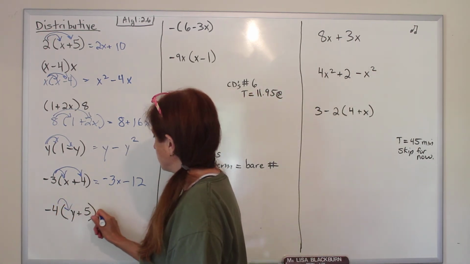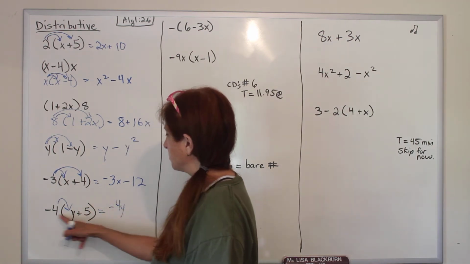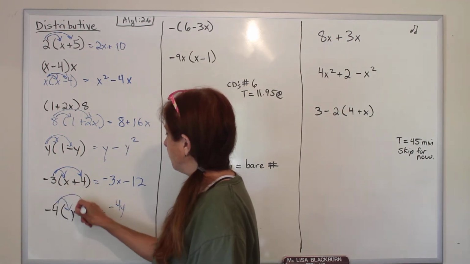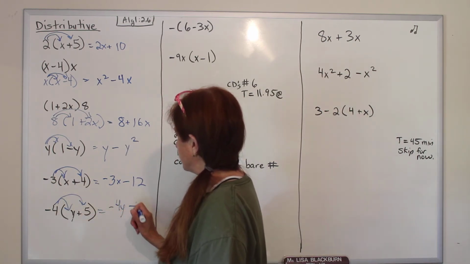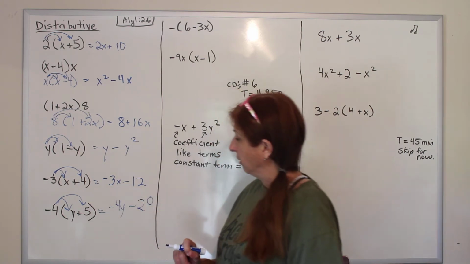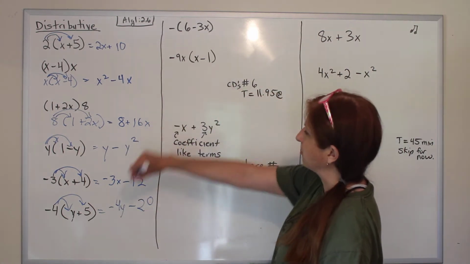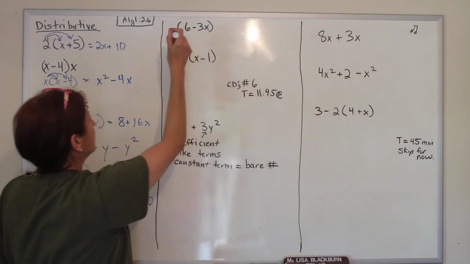Negative 4 times y is negative 4y. You just write them together. Negative 4 times 5, you have one negative and one positive, so it's negative 4 times 5 is 20. Ooh, that's pretty messy. Hopefully you can get it. I always have to write over that way. It's kind of hard. It's easier for me to write this way. All right, let's do this one.